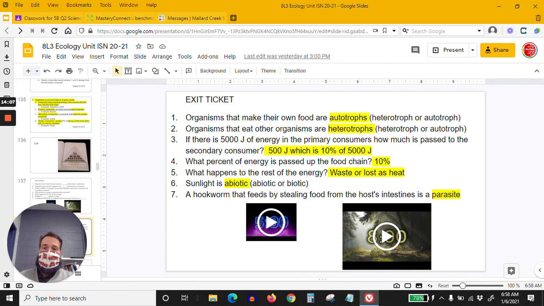Sunlight is abiotic. It's not a living thing. A hookworm that feeds on, or steals food from, the host's intestines is a parasite. That was a throwback question.